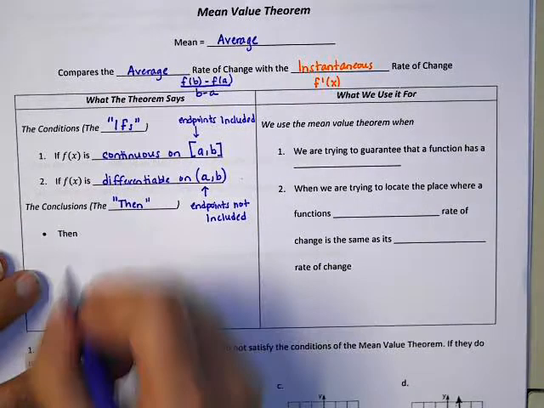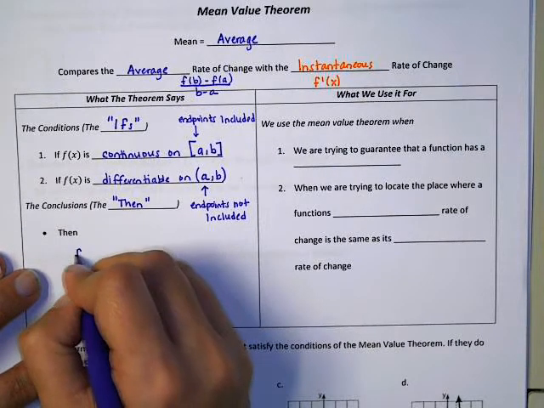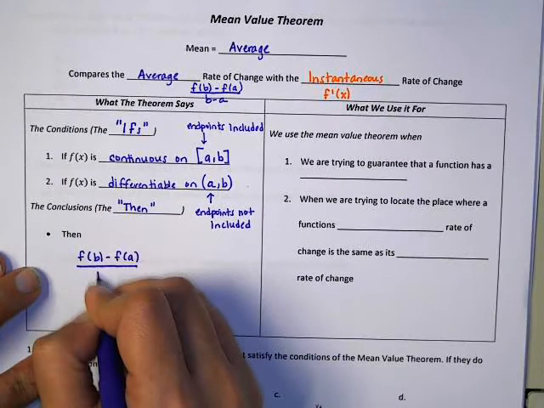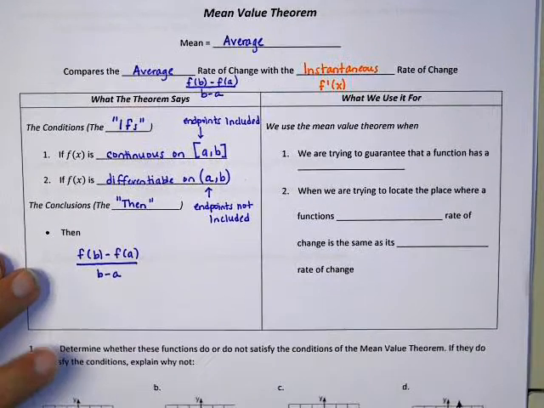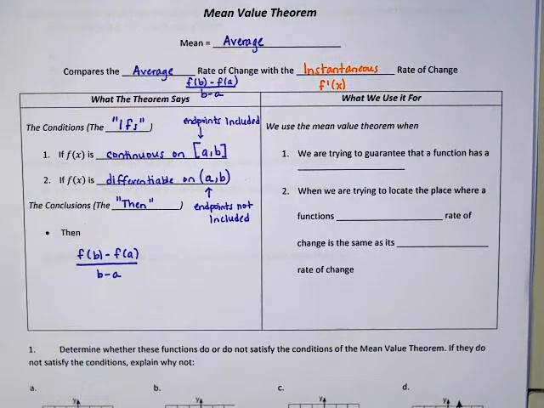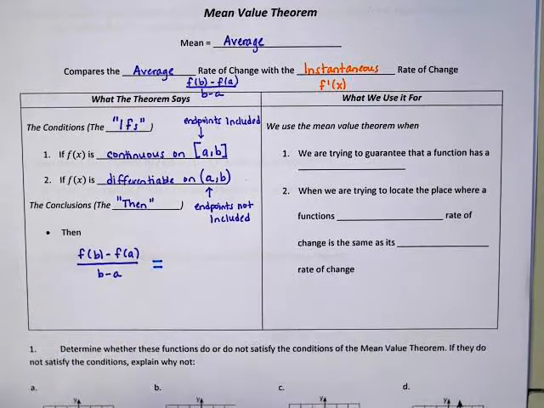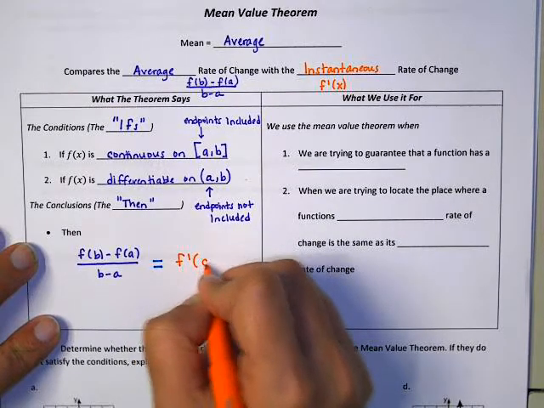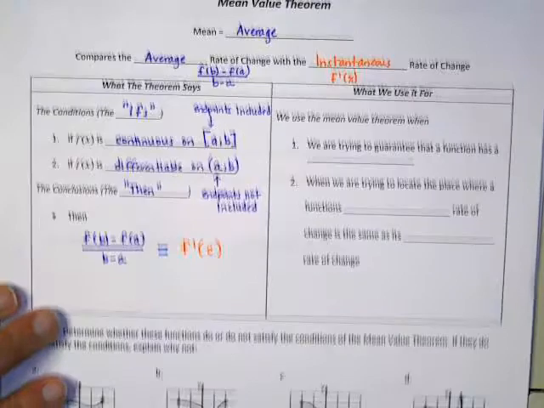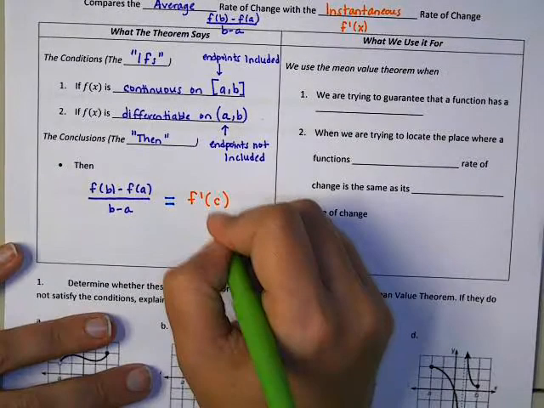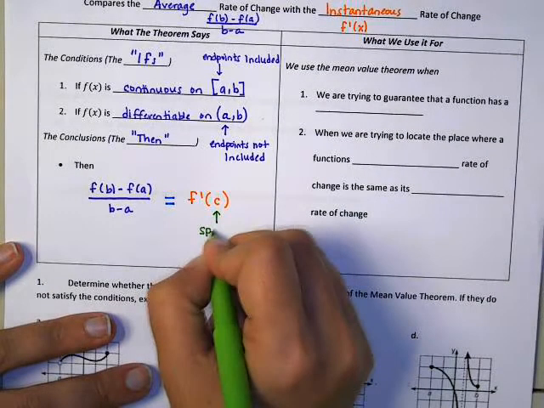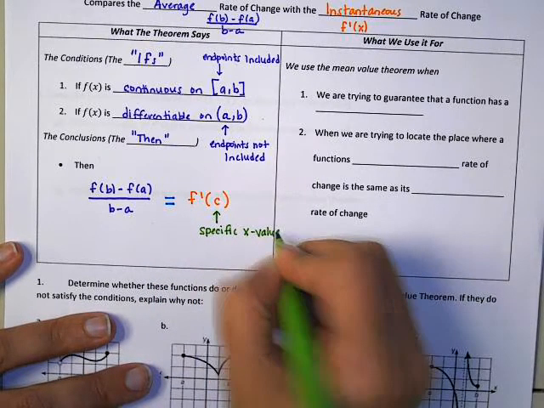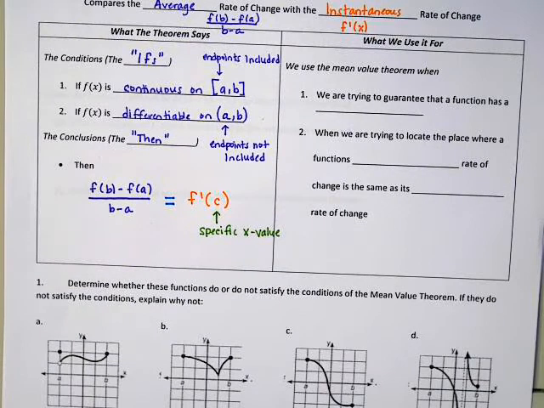On that interval from a to b, the average slope, which is f of b minus f of a all over b minus a, must be equal to the instantaneous rate of change, which is the derivative, for some specific x value. Which is why we write c instead of x.